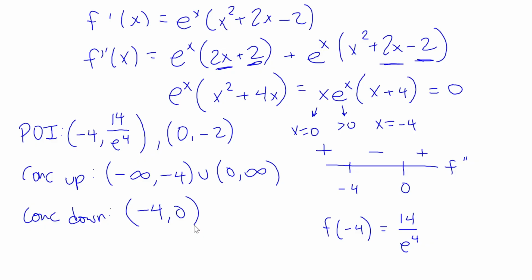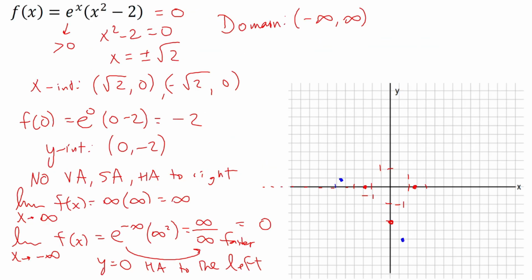And to figure out what 14 over e to the 4th is, we just use our calculator to figure that out. 14 over e to the 4th is about a quarter. It's about 0.256. So at negative 4, we want to have a point at about a quarter. So here's negative 4, and we'll put that point there at about a quarter. In fact, that was a little bit lower than I should have, maybe.